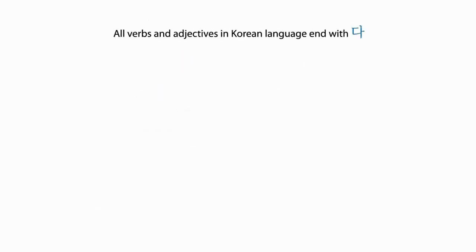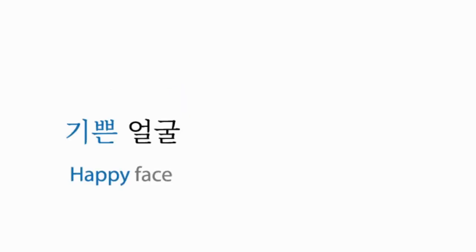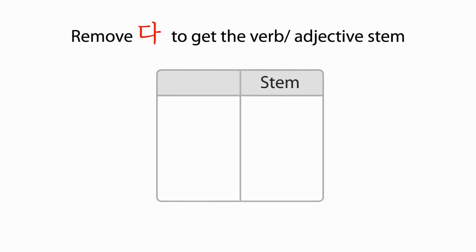Adjective. All verbs and adjectives in Korean language end with 다, for example, 먹다, 화나다, 기쁘다. Adjectives in Korean can act like both verbs and adjectives. If you use it with a noun or to describe a noun, we conjugate it as an adjective. 기쁜 얼굴. But when we say 기뻐요, it's conjugated as a verb. So first, we will talk about conjugating adjectives to use them with nouns. To get the verb stem, we first need to remove the 다 at the end of the verb or adjective.